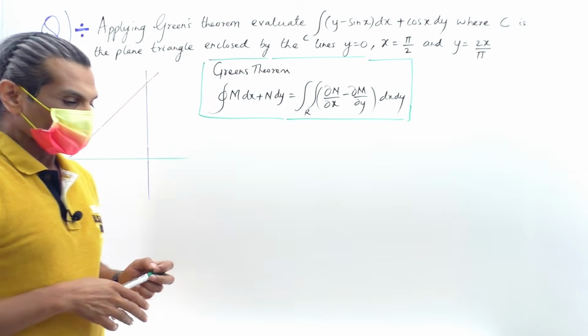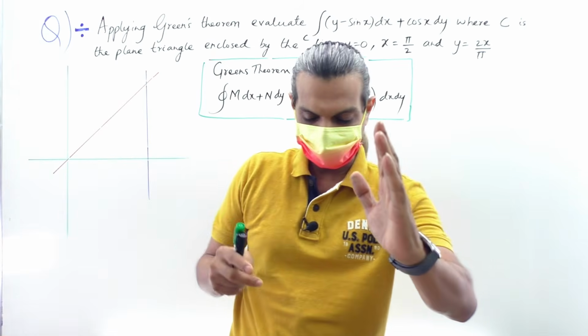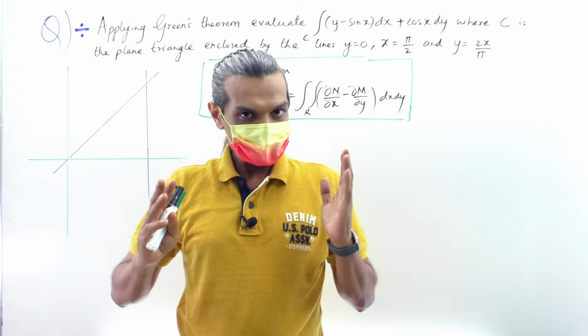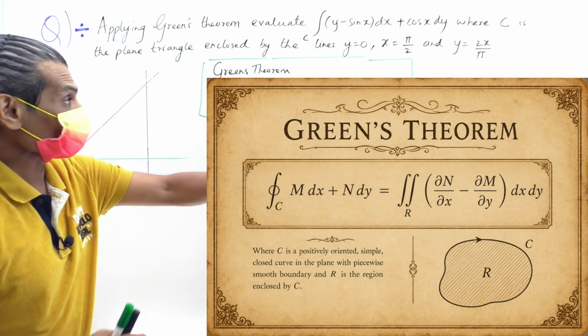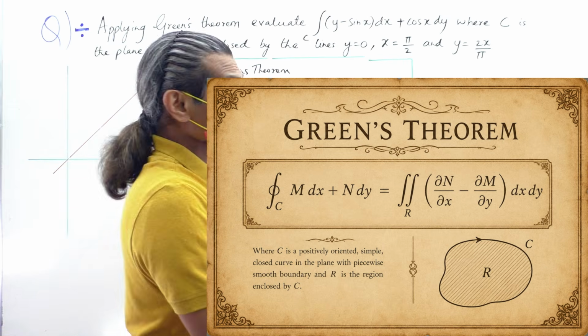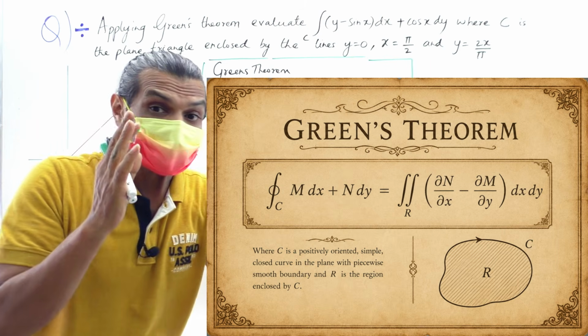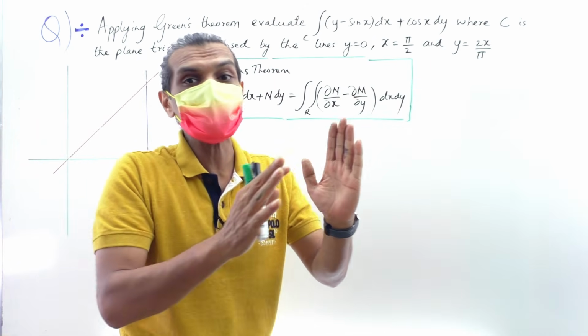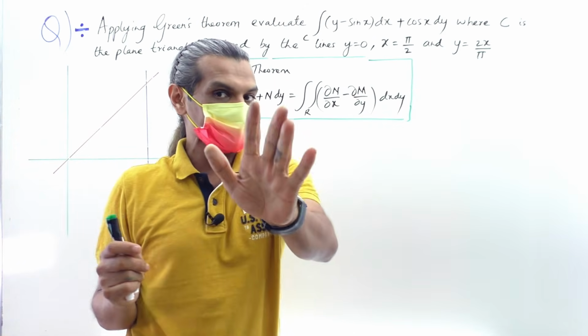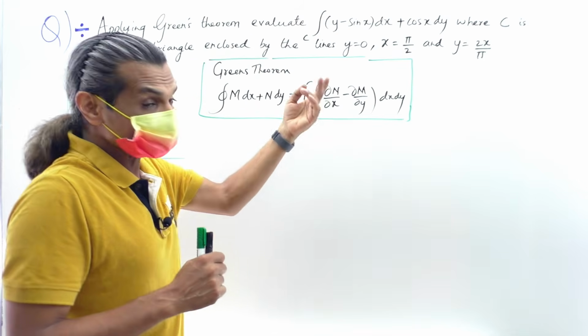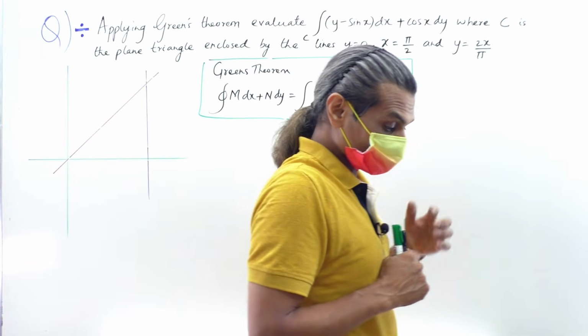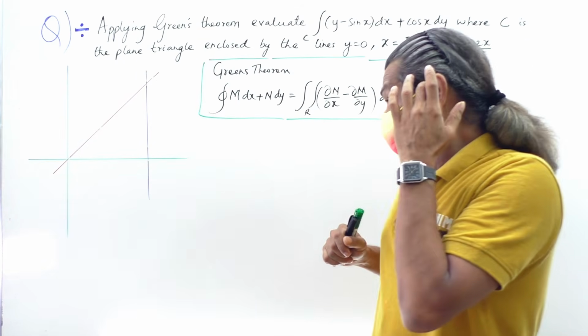Again I repeat, Green's theorem: the integral of M dx plus N dy is equal to the double integral over the region of (dou N by dou x minus dou M by dou y) dx dy. Remember it: first dou N by dou x, minus dou M by dou y. That's the exact integral, exact equation.